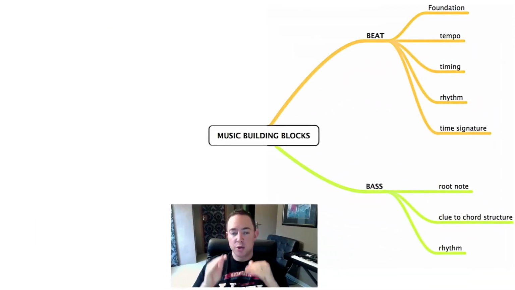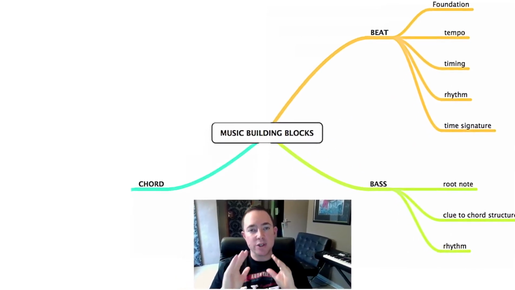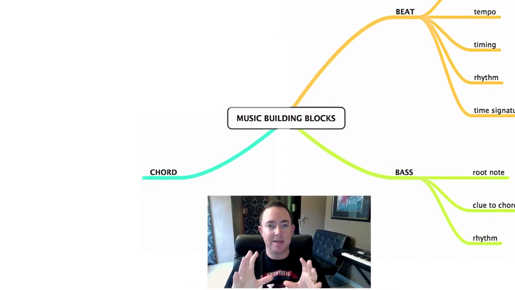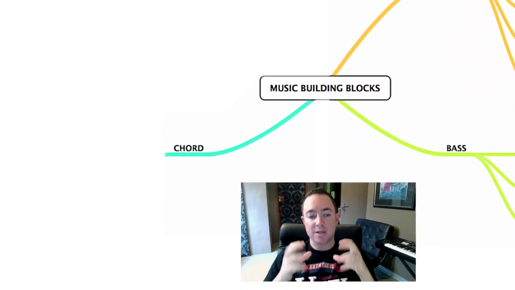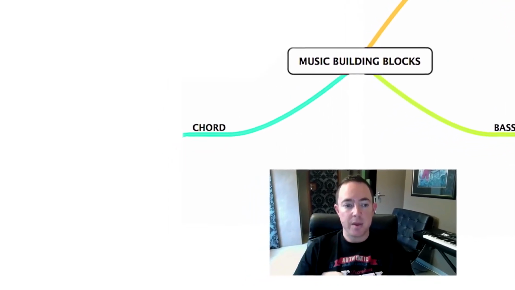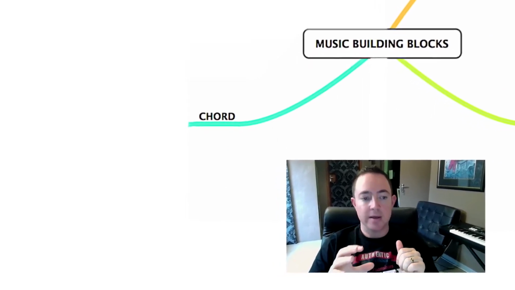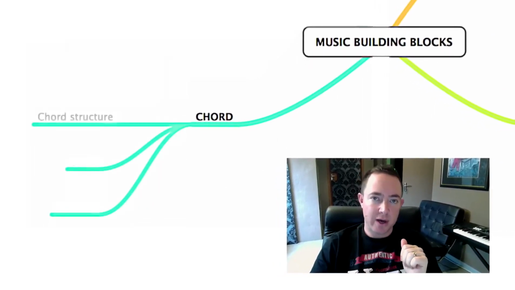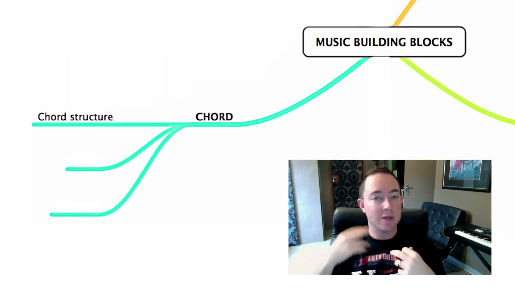The third foundational block of music is chord. Every song has a chord element. It doesn't matter what instruments they've used to reveal the chord structures, but there's always a chordal element in a song. The first function of the chord element in music is to reveal the chord structure. The first thing it does is it reveals the chord structure to the listener.